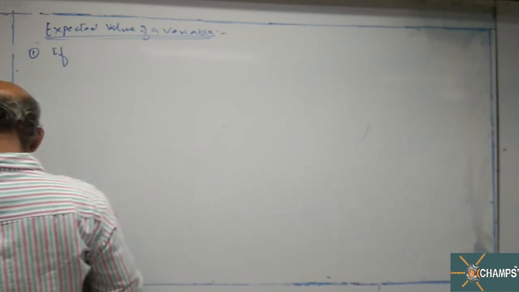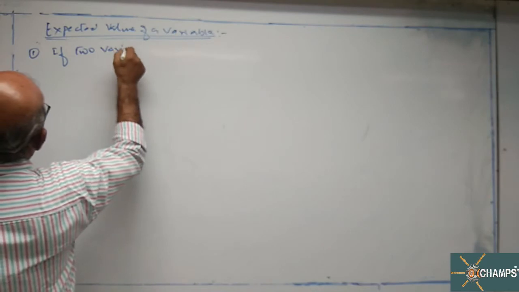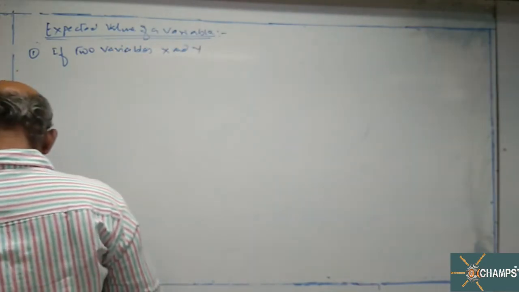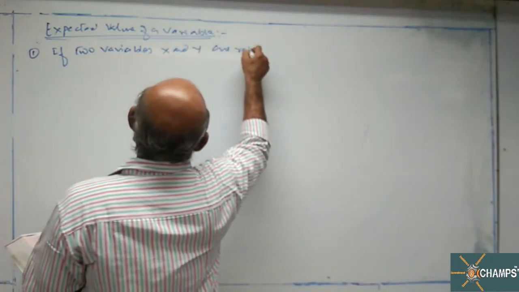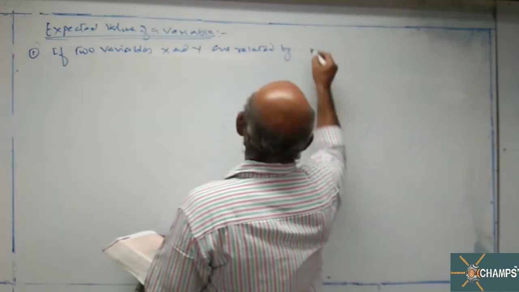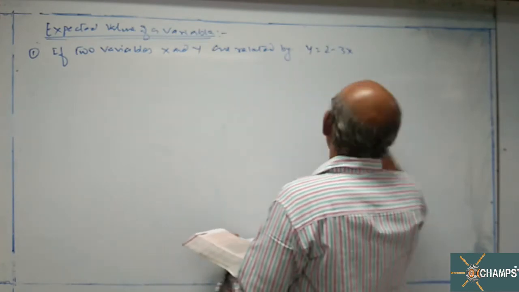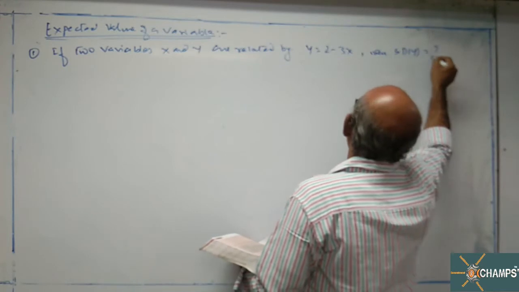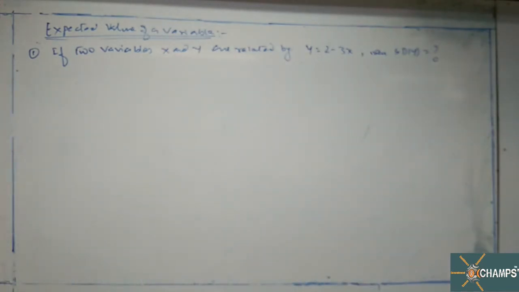If two variables x and y are related by y is equal to 2 minus 3x, then the standard deviation of y is question mark.